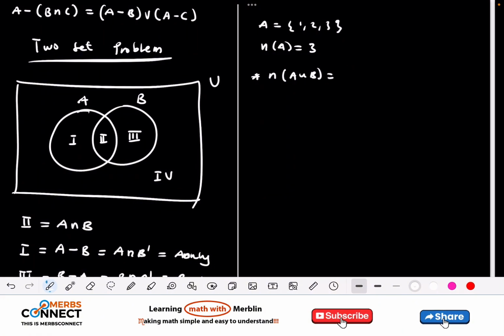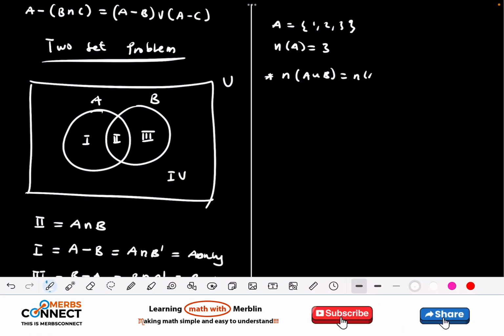is the same as the number of A plus the number of B minus the number of A intersection B, right? So the number of A union B is the same as the number of A plus the number of B minus the number of this. So that is how we are going to do it.